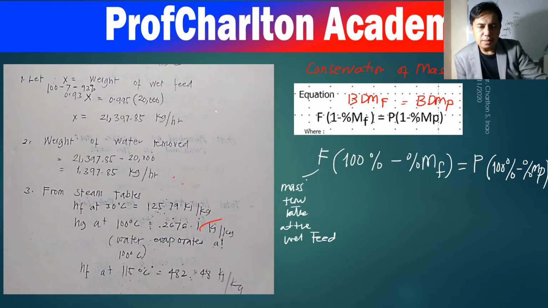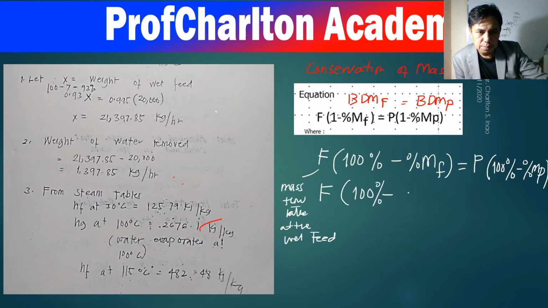Okay, so let us plug in straightforward. We've plugged in the given values. So we have F that is being asked. So 100% dryness minus percent moisture of the feed. What is the percent moisture of the feed? 7%, right? 7%.